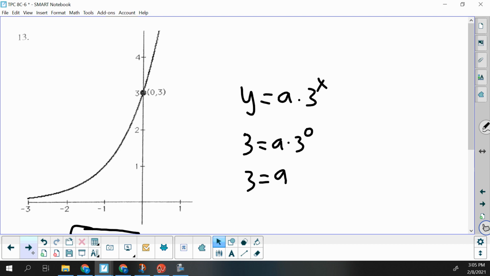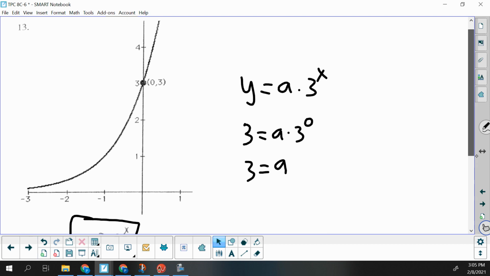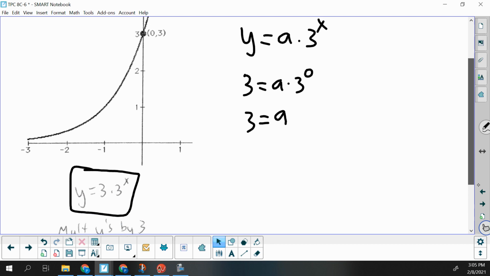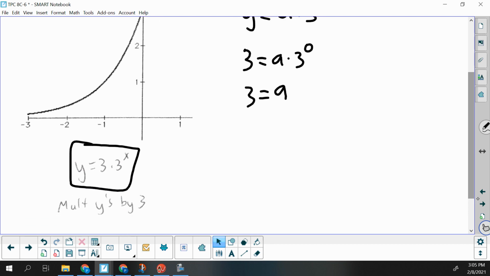Next one's leveling off at 0, so nothing we had to add or subtract on the end. Put in our point 0, 3, you get a is 3. So we have 3 times 3 to the x. You can either say multiply y's by 3 or vertical stretch by a factor of 3.